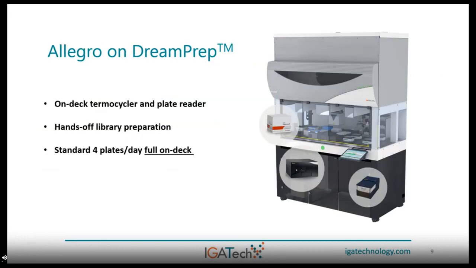So we implemented this technology on a fully automated platform. Thanks to Tecan, we have just recently installed the DreamPrep, which is this cool automatic liquid handler in our labs. It carries an on-deck thermocycler and a plate reader, so it is capable of carrying out all the NGS preparation without moving samples out of the deck. With the current scripting that we have in-house, we can process four plates a day for the Allegro preparation without moving anything out of the deck.